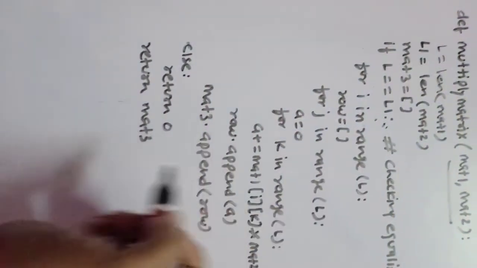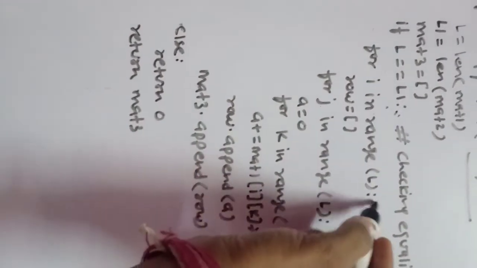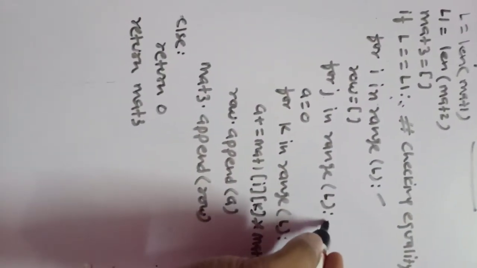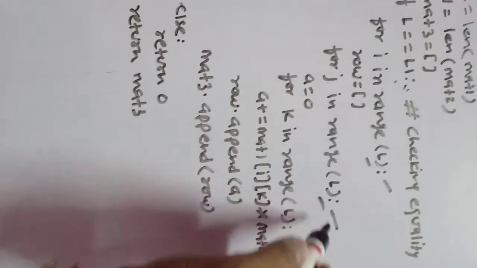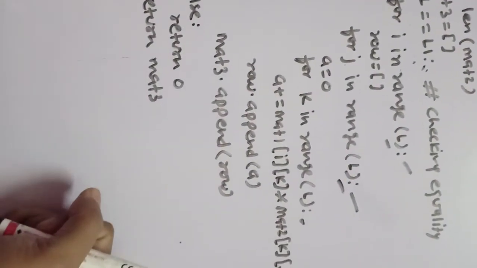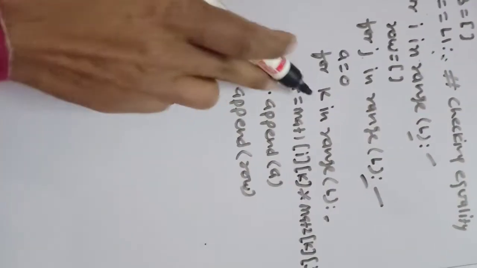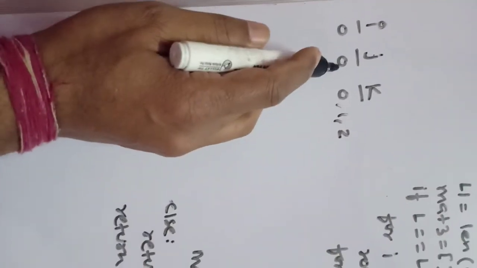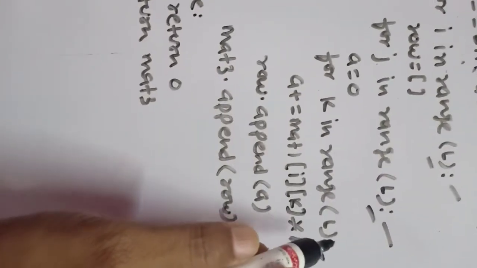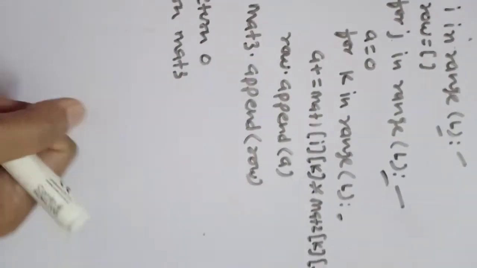If it is true, then the first loop is rotated from 0 up to L, the second from 0 up to L, and the third also up to L. The initial value of I is 0, and J and K are nested in the I loop. The first value of I is 0, J is 0, and K will rotate 3 times, as the value of L will be 3: 0, 1, 2.